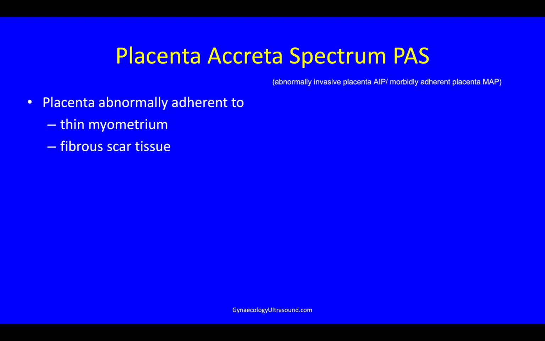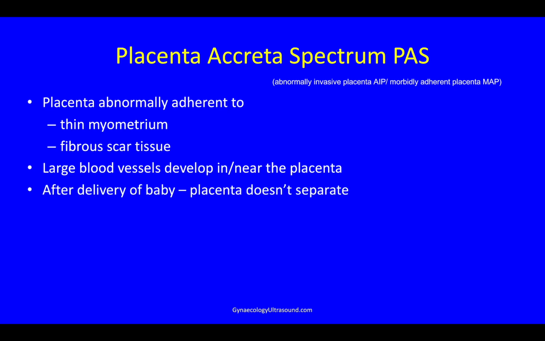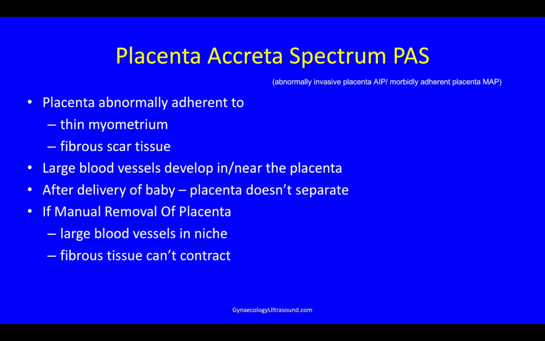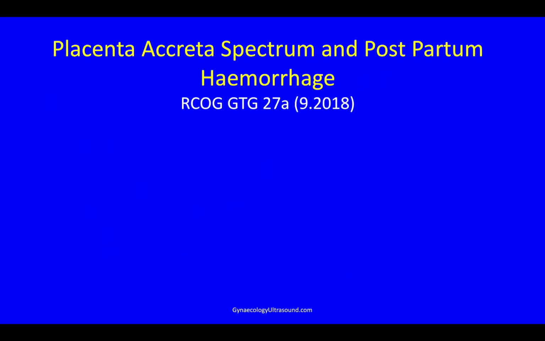So the placenta is abnormally adherent to thin myometrium and fibrous scar tissue, and some large blood vessels develop in and near the placenta. And after delivery of the baby, the placenta doesn't separate, and if you have a manual removal at that time, the large vessels in the niche and the fibrous tissue which can't contract results in heavy bleeding, and that's a postpartum hemorrhage.